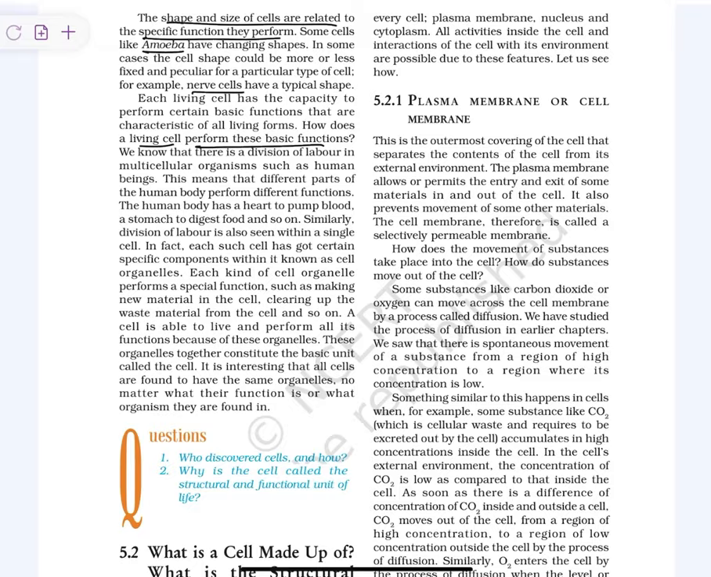For example, in the human body, the heart is there to pump blood and the stomach is there to digest food, so each has its different function. Similarly, specific components are there in the cell which are responsible for performing these functions. These are called cell organelles. Some cell organelles form new material, some clear up waste material, and they perform various functions.